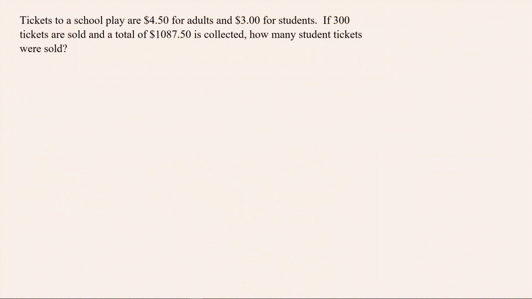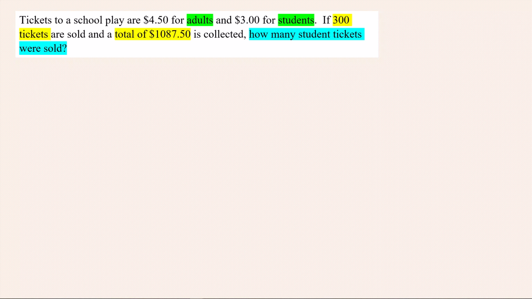In this example, tickets are on sale for a school play, $4.50 for an adult ticket and $3 for a student. 300 tickets are sold for a total revenue collected of $1,087.50. The question is asking how many student tickets were sold. This is another perfect situation for using a system of equations to solve.